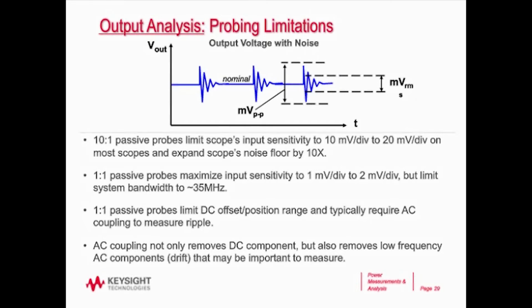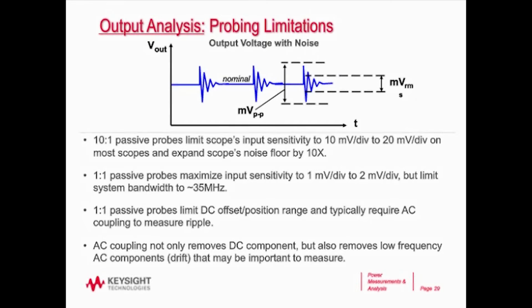The problem with a one-to-one probe: you get your maximum sensitivity, so 1 millivolt, perhaps 2 or maybe 5 millivolts per division on your scope, but a one-to-one probe has limited bandwidth, approximately 35 megahertz. Also, the one-to-one probe is going to limit your DC offset range, and that's why, as I showed earlier, we AC couple to measure that ripple.